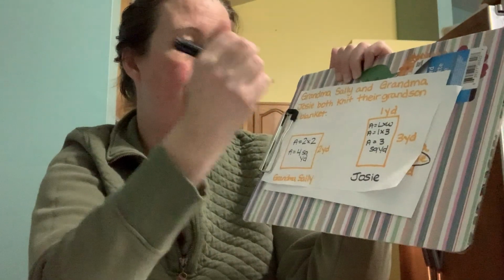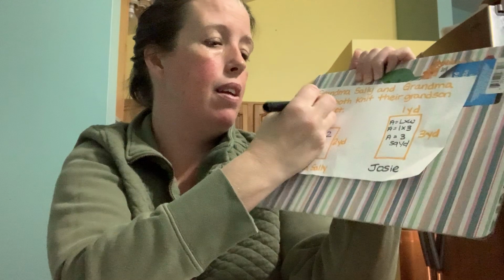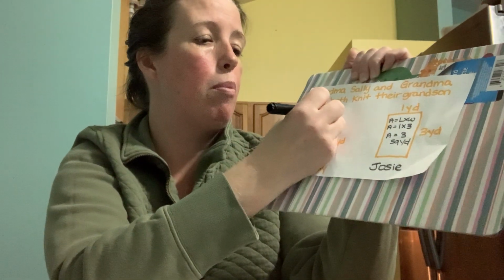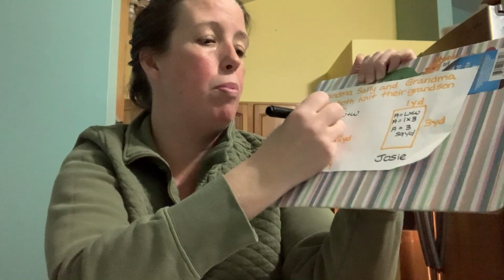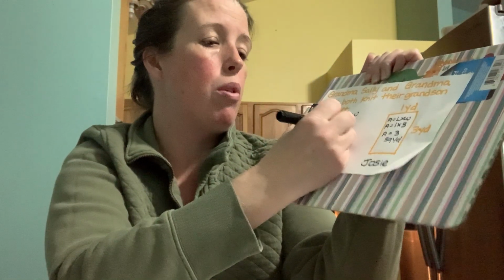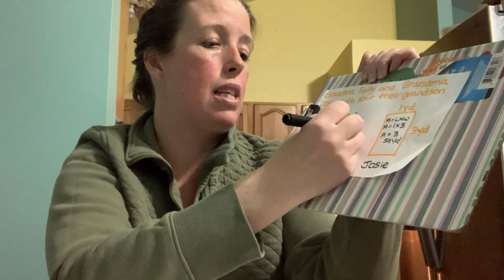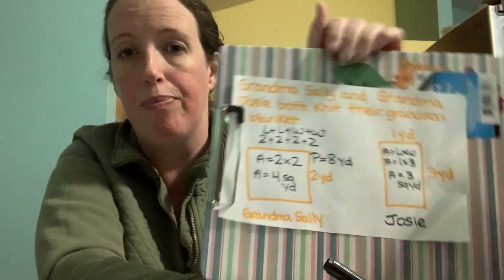Okay, so perimeter equals length plus length plus width plus width. So for Grandma Sally, length plus length plus width plus width means 2 plus 2 plus 2 plus 2 because it's a square. So the perimeter of Grandma Sally's is going to be 8 yards. That's how much border she'll need.